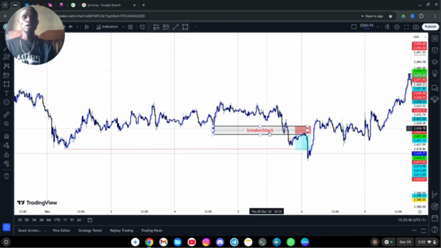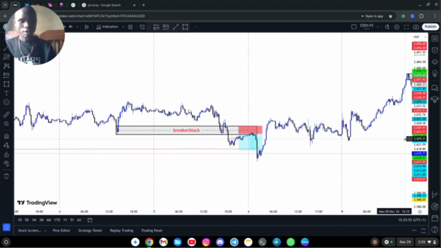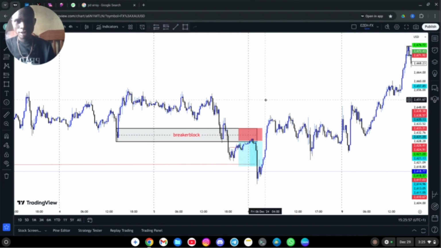But this OB couldn't hold price. Although it reacted a bit, it wasn't strong enough to hold price. What happened? The market broke out of it. Now, this breakout that the market did, does the breaker have inducement? Let's see. Let me draw it closer.